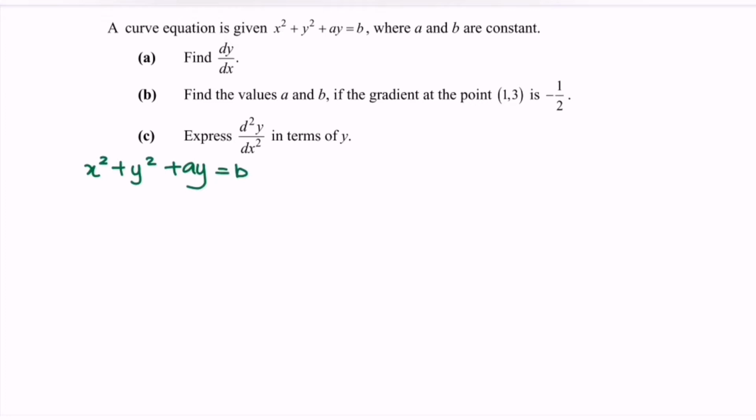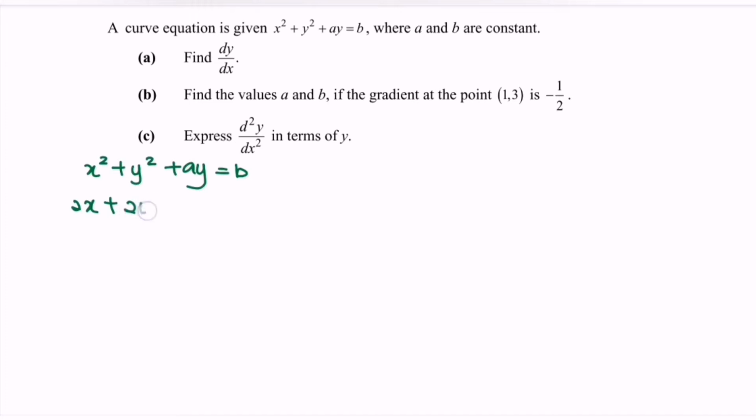So we are going to differentiate the equation with respect to x. This means that when we differentiate x, we differentiate as normal. If you differentiate y, we have to add on dy/dx. So differentiate x squared with respect to x, and we will have 2x. Next, focus on the y squared. This is not x, this is y. So do remember to add on dy/dx.